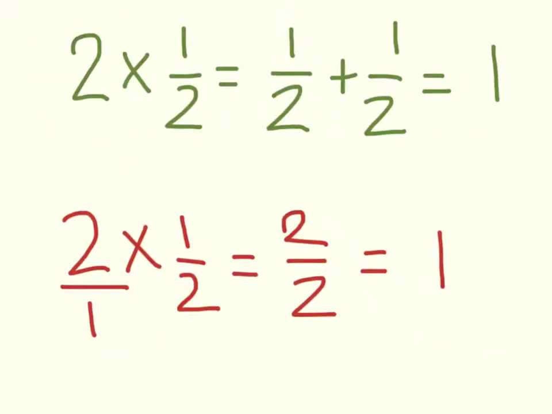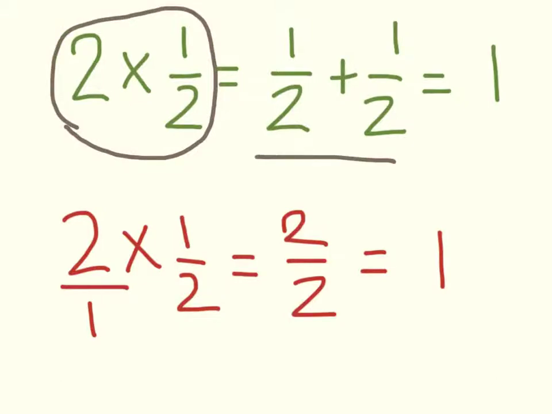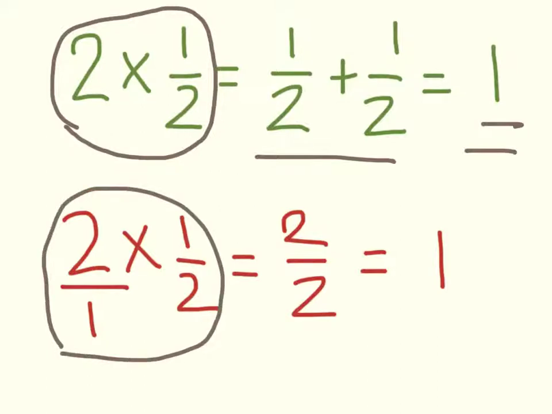What I've done with this problem is I'm showing you 2 different ways. The first way was where I drew the picture: 2 groups of 1/2, or 1/2 plus 1/2 equals 1 whole. The second way is where I made the whole number 2 into 2 over 1 and multiplied straight across. And I got 2 halves, which is also 1 whole. So as you can see, repeated addition with a fraction and a whole number has the same concept as repeated addition with 2 whole numbers.